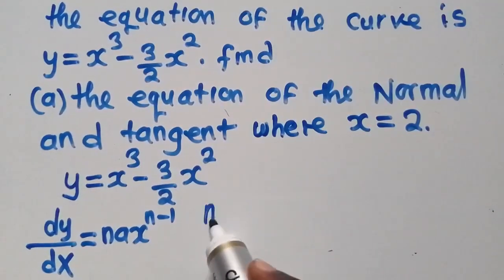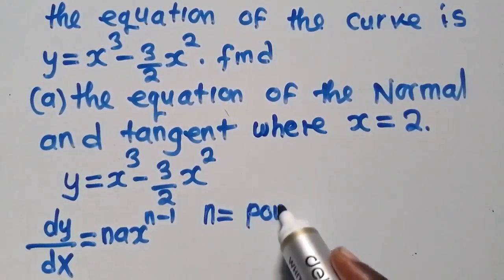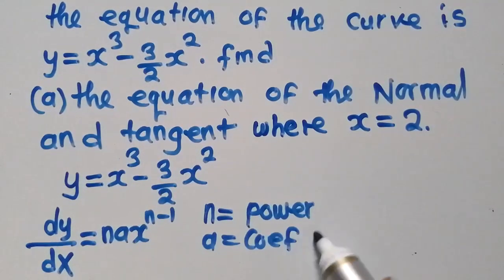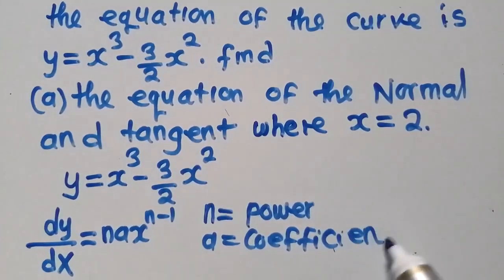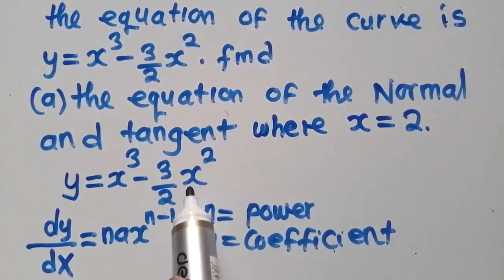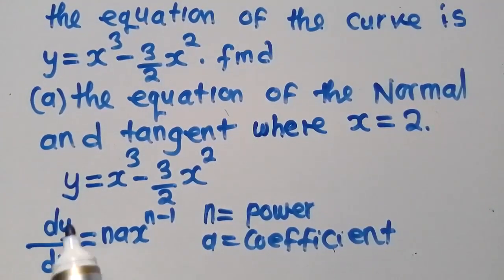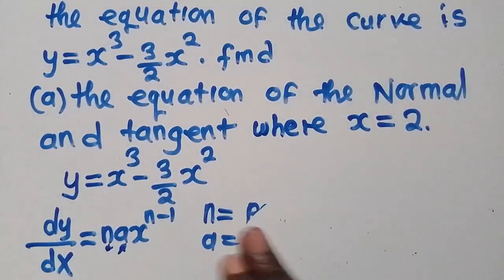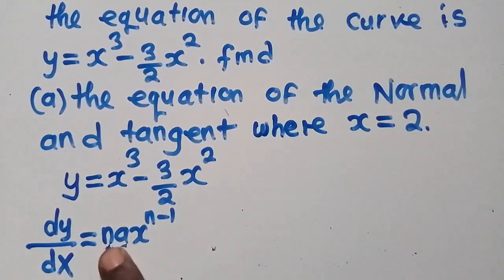Where n, if you don't know, n is the power. A is our coefficient, then x is our variable. In this case we've got x, so that is our variable. Have you seen what is happening here? The power is being multiplied by the coefficient. This is what you need to do. Then from the power you say minus 1. These are things and terms that you need to understand.